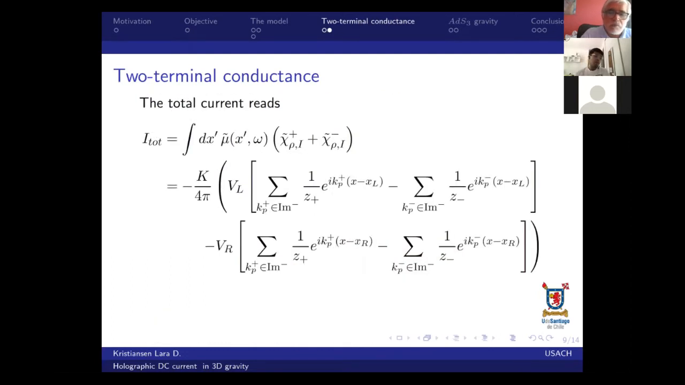Hence, the total current will be read as a huge expression that you can see here. However, it will be remarkably reduced when omega goes to 0 in order to obtain an Ohm's law where sigma is the two-terminal conductance, and it will depend on the K factor that was in the action principle and on the anisotropic exponent Z.